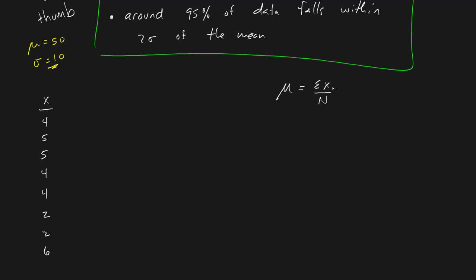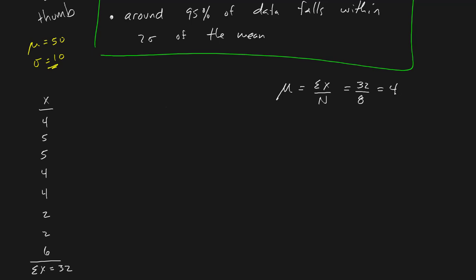And so I need to know what n is, and what the sum of x is. Now n is very easy. I just have to count: 1, 2, 3, 4, 5, 6, 7, 8. So I've got 8 data points. For the sum of x, I have to add this up. If you add up these values, you'll find that the sum is 32. So I've got 32 divided by 8. That's 4. So our mean is 4.